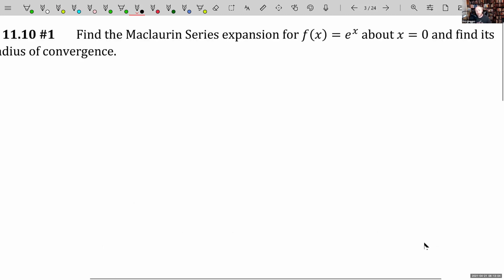Find the Maclaurin series expansion. That basically means find the Taylor series expansion about zero for e to the x and find its radius of convergence. Now, we already know the power series for e to the x, but we never actually proved it. I just told you, by the way, this is the power series for e to the x. But now we're going to prove it. And it's not much of a proof.